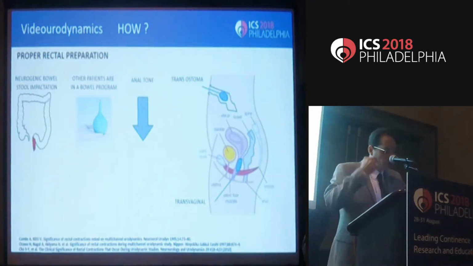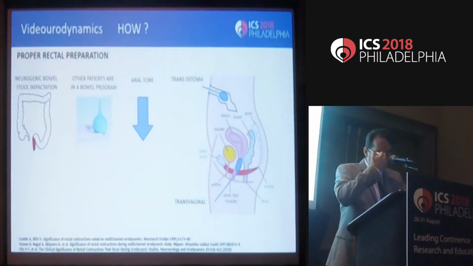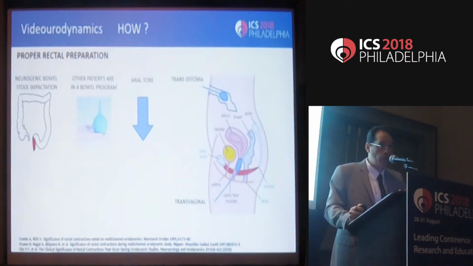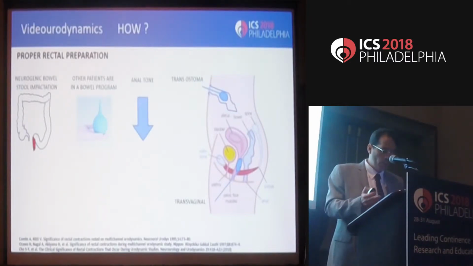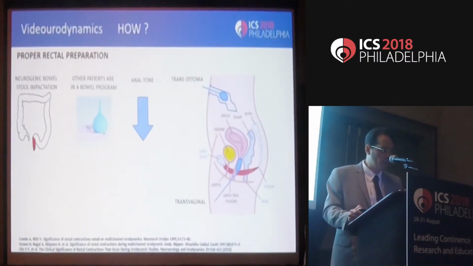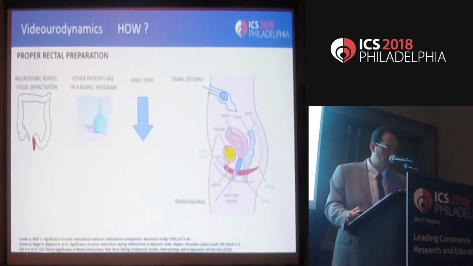In neurological patients, you have other problems. You need a proper rectal preparation, because neurological patients have bowel problems and stool impaction as well. At the same time, you have to prepare the patients with suppositories or enemas, and you have to measure well the time between the preparation and the procedure, so as to get good abdominal pressure results.